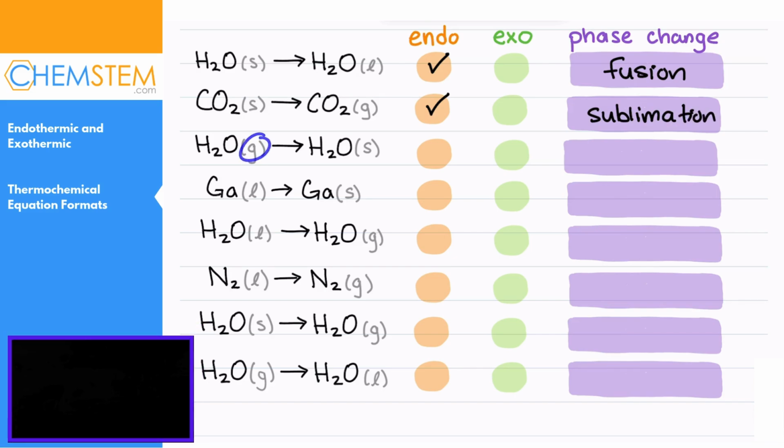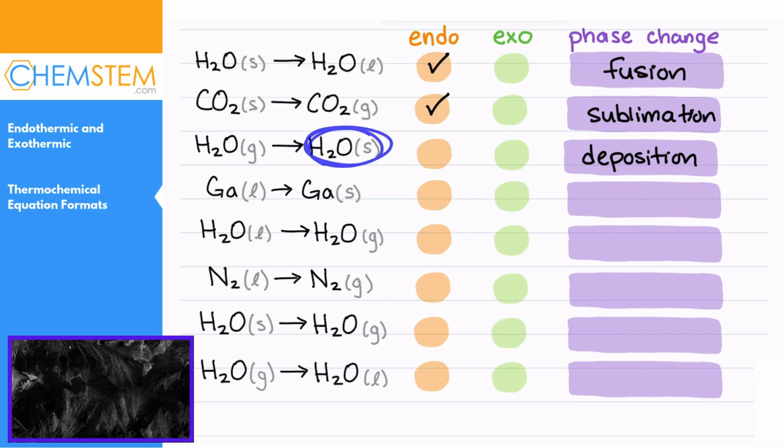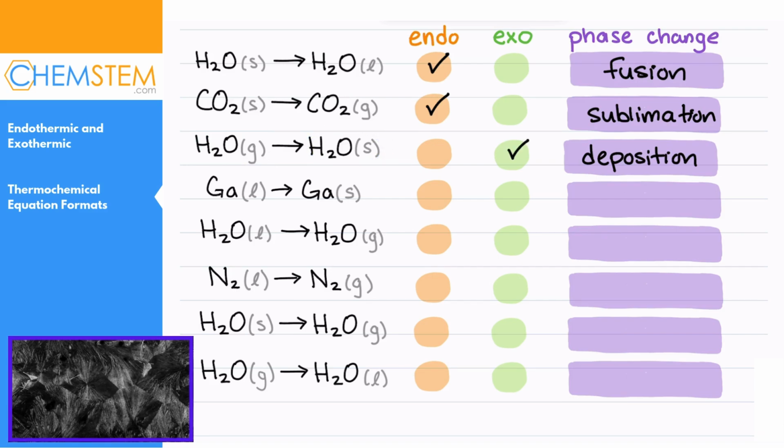Here we have gaseous water turning into solid water, so that's the exact opposite of sublimation. That term is deposition. Now, when we have a higher energy substance, so water vapor, and it has to turn into a lower energy version with the same substance, then we have to take energy out, and that would be exothermic.